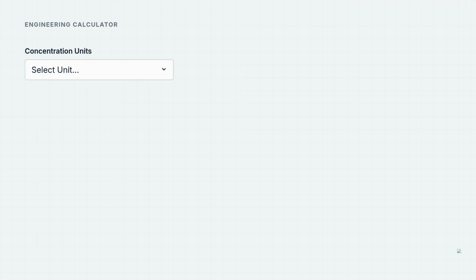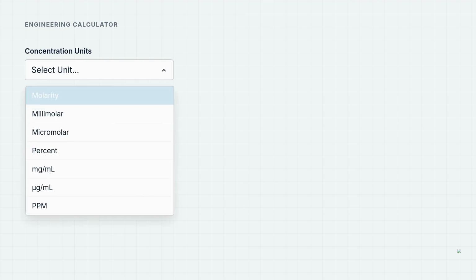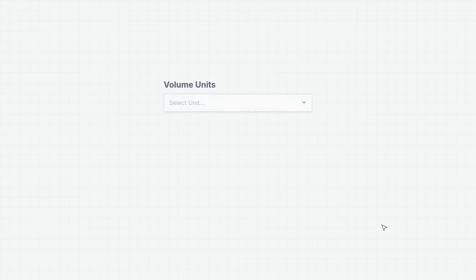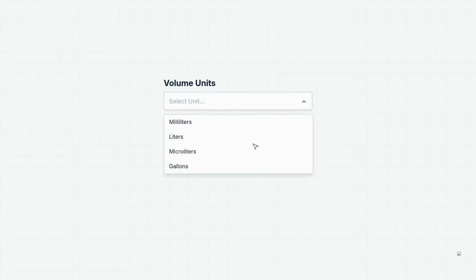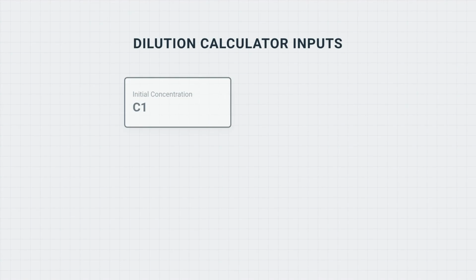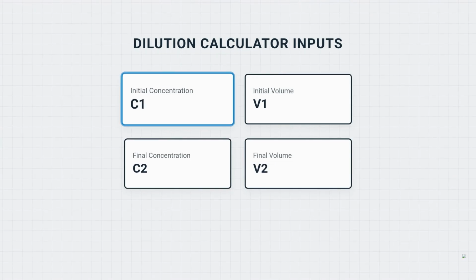Next, choose your concentration units from molarity, millimolar, micromolar, percent, mg/ml, or parts per million. I've selected molarity. Then pick your volume units from milliliters, liters, microliters, or gallons. I'm using milliliters. Now enter your known values in the 4 input fields.